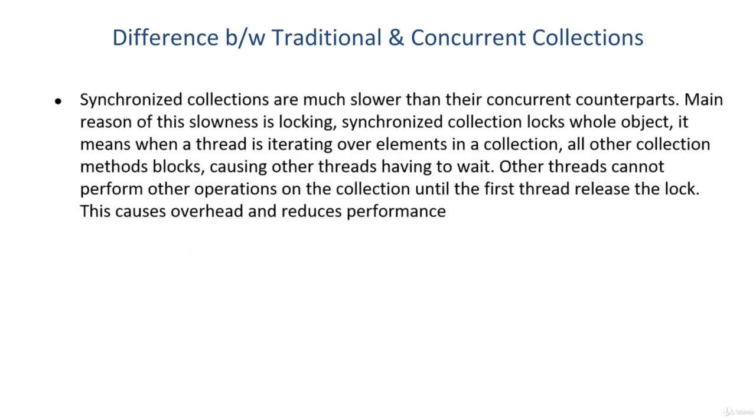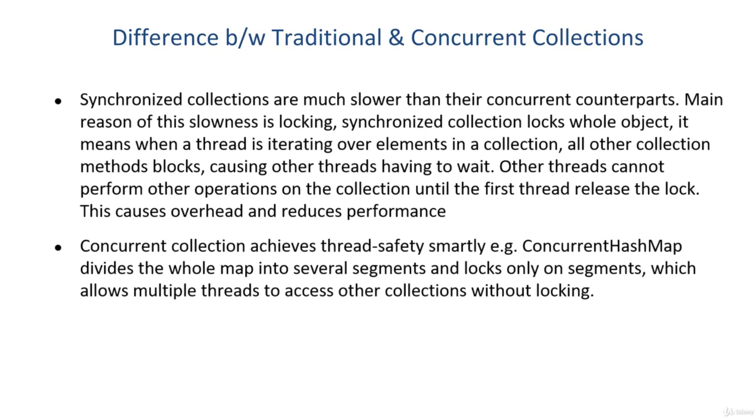Synchronized collections are much slower than their concurrent counterparts. The main reason for this slowness is locking. Synchronized collection locks the whole object. It means when a thread is iterating over elements in a collection, all other collection methods block, causing other threads to wait. Other threads cannot perform other operations on the collection until the first thread releases the lock. This causes overhead and reduces performance.